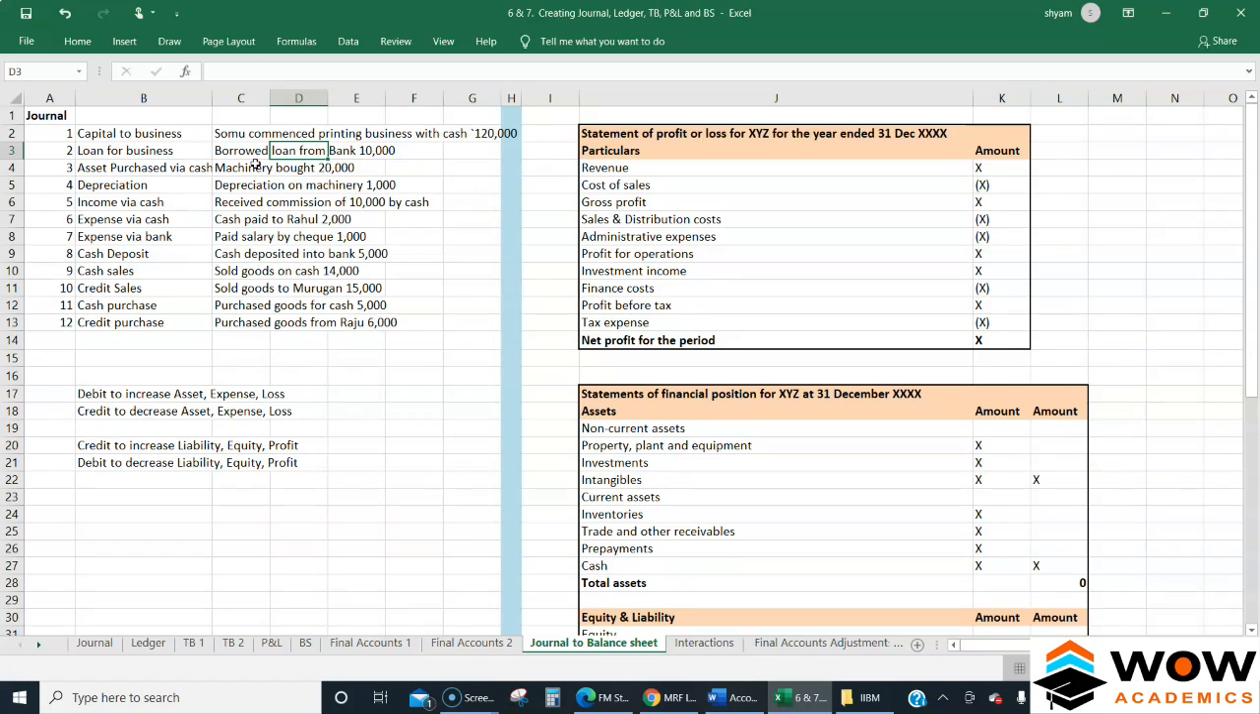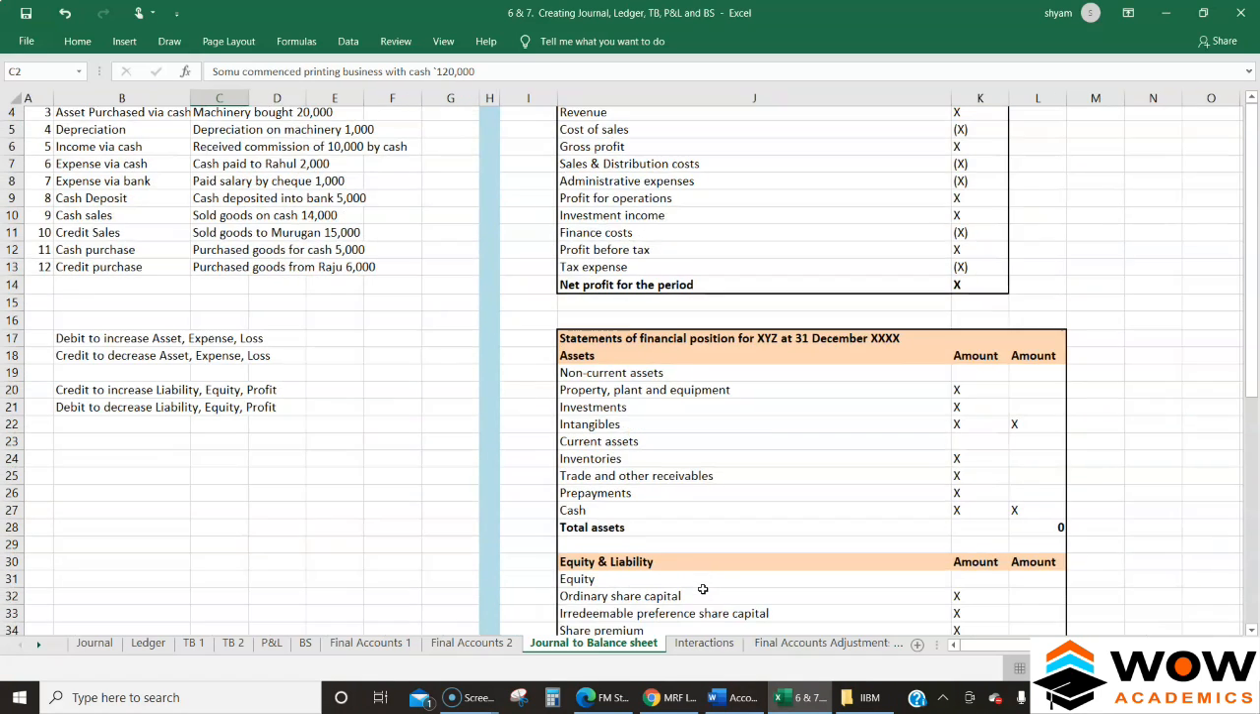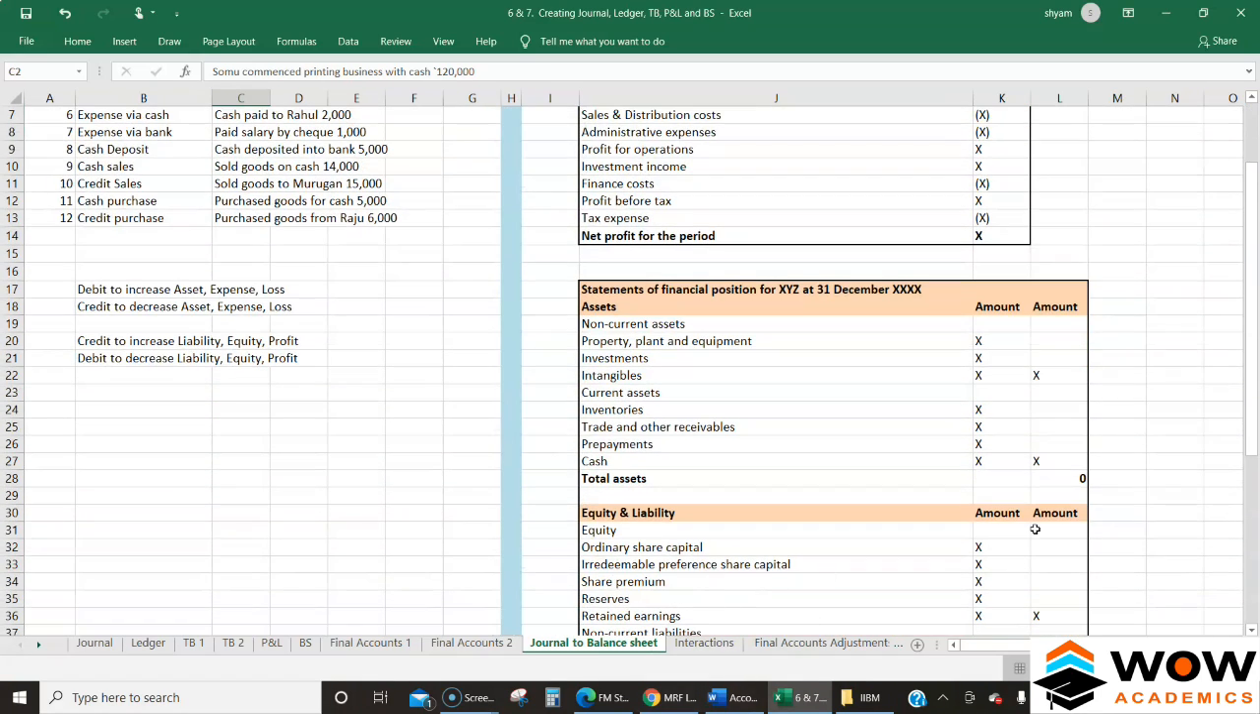So we'll start. The first one is capital being introduced to the business, 1,20,000. What happens here? Two things happen. One, your capital gets increased. So first we'll increase the capital by 1,20,000.